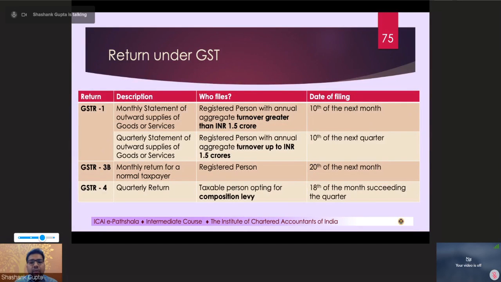GSTR1 is required to be filed, I believe it's 11th and not 10th. Okay, so please check your study material and correct it. GSTR3B, of course, is 20th of the next month. GSTR4 is a quarterly return for the composition taxpayer, and here a relaxation has been given, which we will discuss, and this is required to be filed by 18th of the month succeeding the quarter.